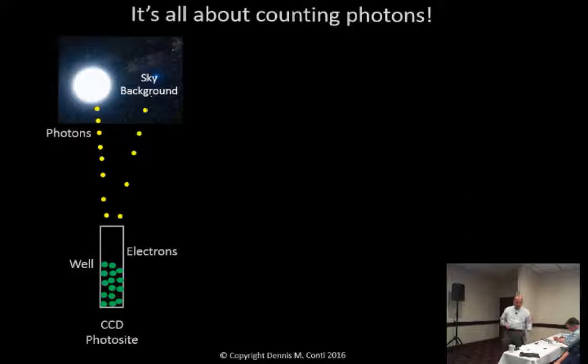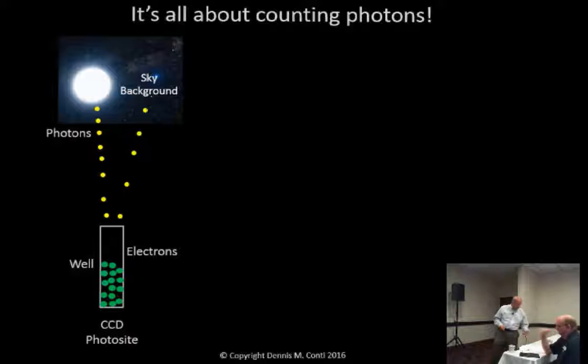Okay, so it's all about photons. Forget about pretty pictures, forget about trying to get gorgeous pictures. It's all about counting photons accurately. So let's take a look at the path of photons from a star. We've got photons coming from the star. Some contribution of it is due to sky background, and that could vary from night to night based on the phase of the moon, light pollution, whatever. All of those photons are streaming towards us.